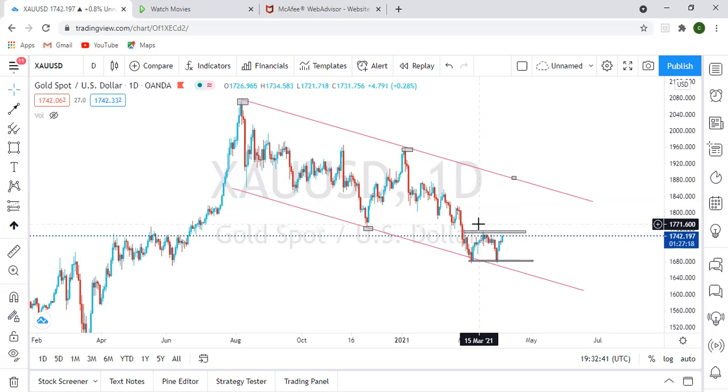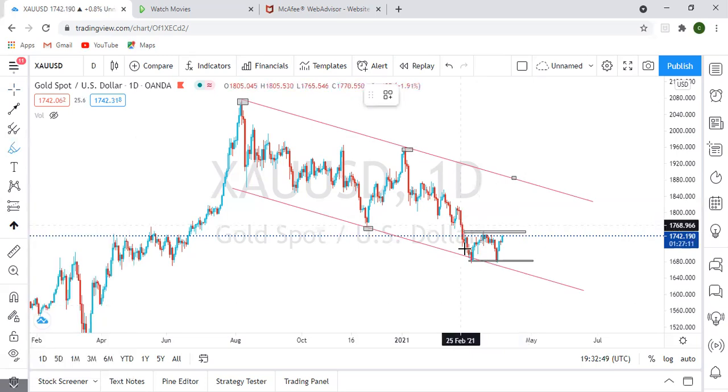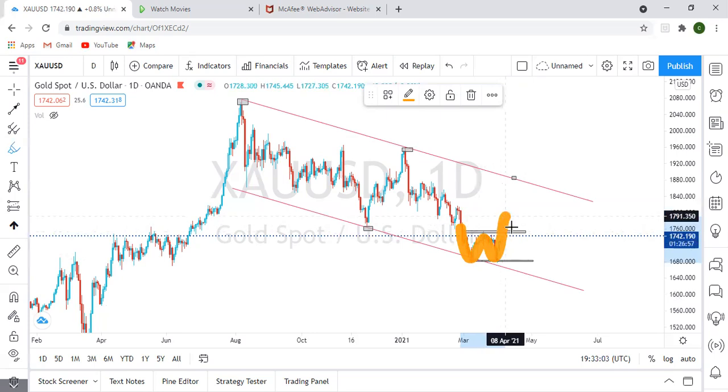So what we see here is some kind of a strong reversal pattern, which is your double bottom structure. Let's draw it. We see a double bottom structure around about here, if you didn't see it. Basically what we are waiting for is gold to break this structure and give us a retest on the neckline. That's what we'll capitalize on moving to the upside.